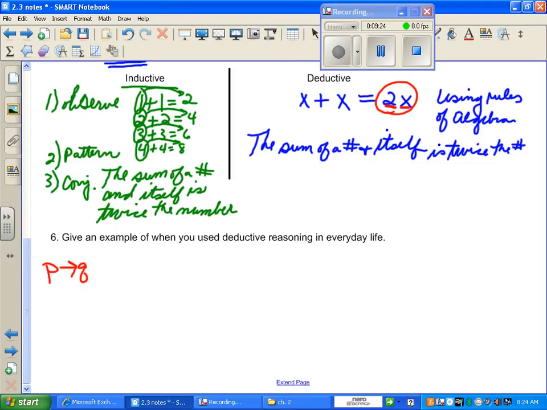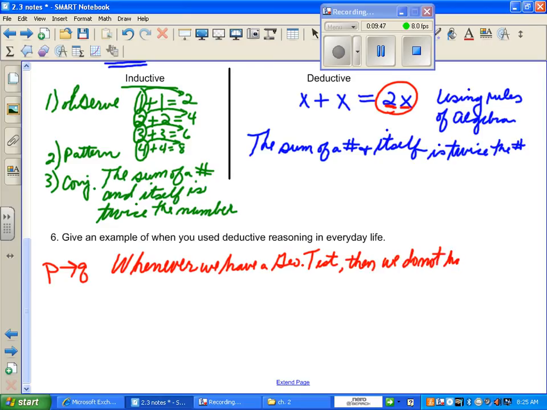So how about this? Whenever we have a geometry test, then we do not have homework that night. Alright, so here's how our deductive reasoning is going to work.